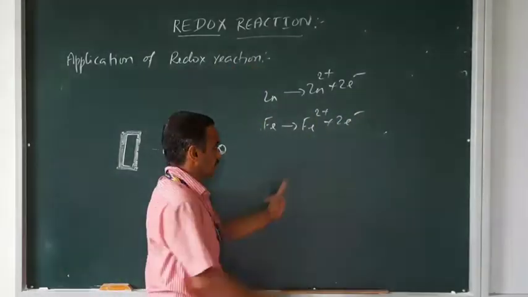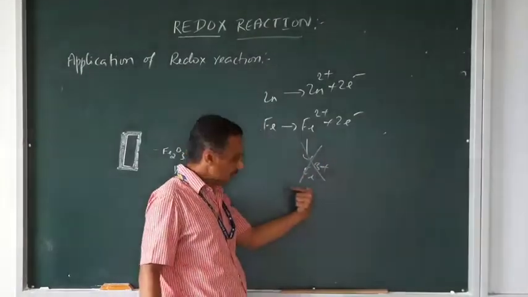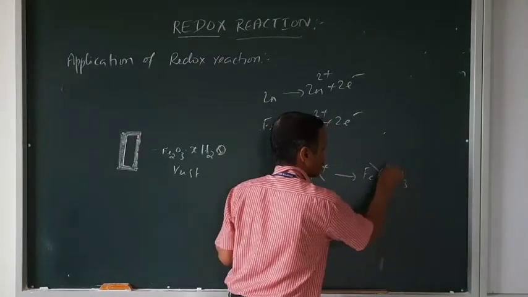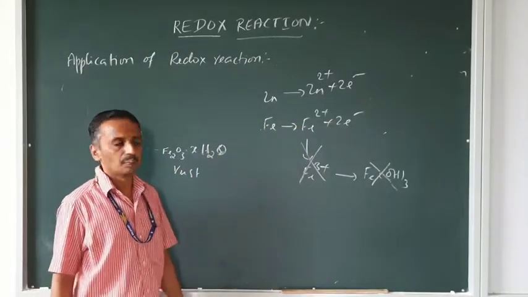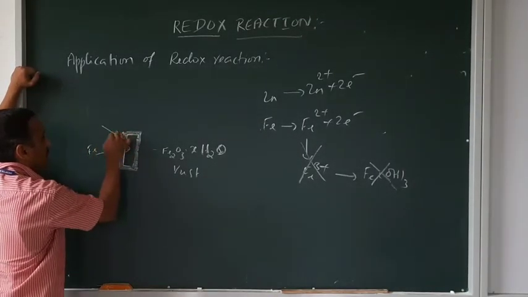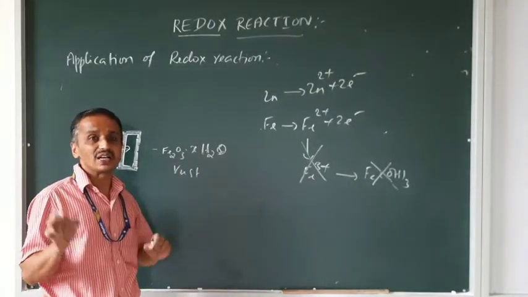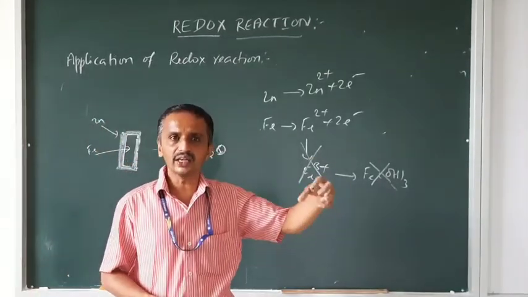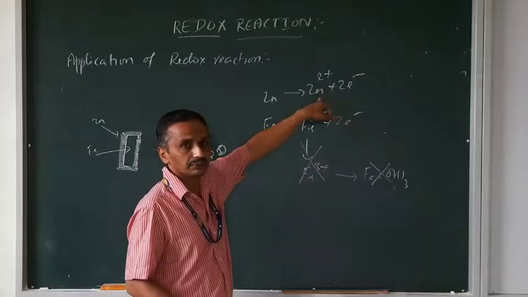Since they are not converting to this state, this conversion is also not there. Since this conversion is not there, there is no conversion into ferric hydroxide. Rust will not be formed. But the thing is here, to save this Fe, the zinc is lost in due course of time. Therefore, we call it sacrificial protection. To safeguard the iron, zinc is lost in due course of time because of its oxidation.